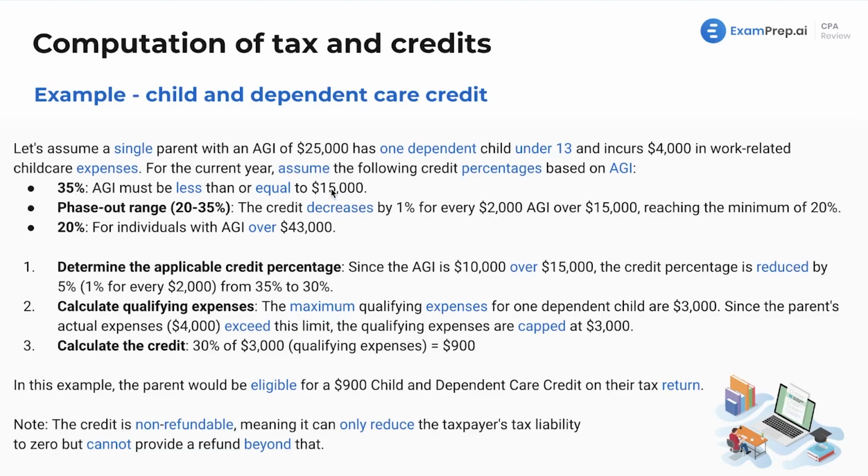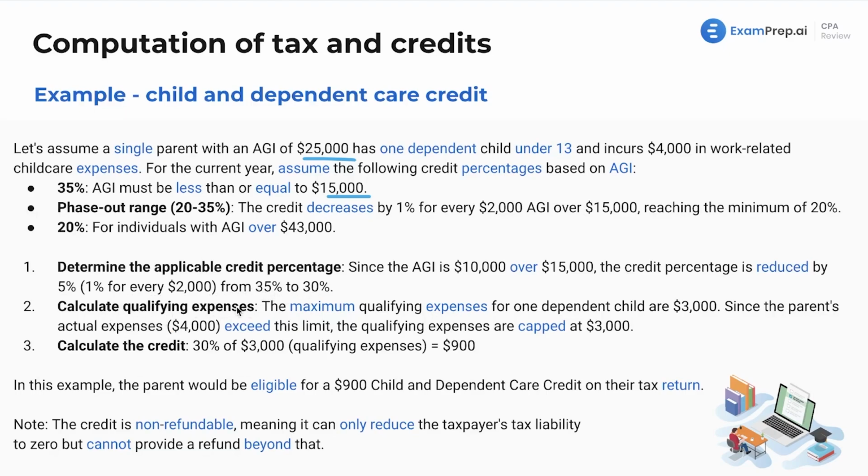So your AGI must be less than or equal to 15,000 to get the 35%. For individuals with an AGI over 43,000, you're going to be phased out. And then we've got this phase out range in the middle. First step, we want to determine the applicable credit percentage. Since the AGI is $10,000 over the 15,000, we see that we have an AGI of 25 over the 15,000. The credit percentage is reduced by 5%. That's 1% for every $2,000, from 35% to 30%.